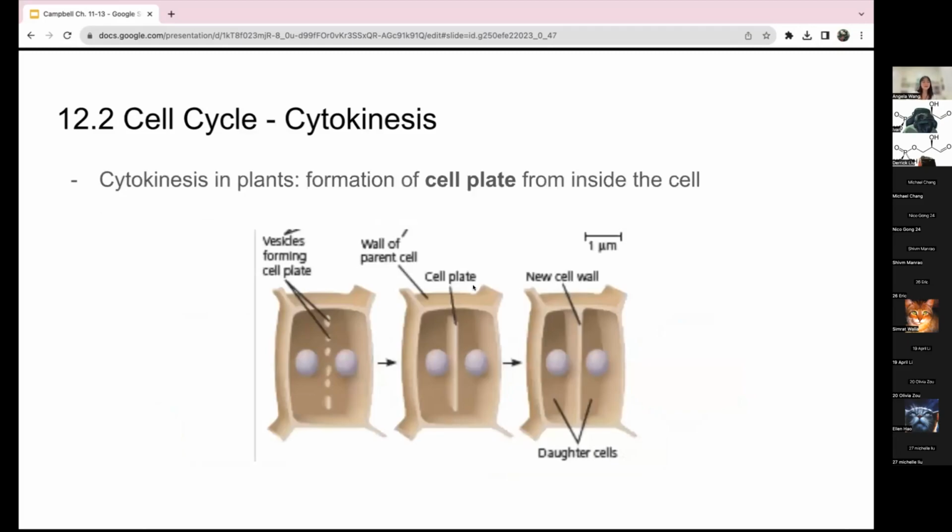This process is a little different for plant cells because plant cells have a very hard outer cell wall that is unable to form a cleavage furrow. So in plant cells, the vesicles in the cell with cell wall material will aggregate material in the middle of the cell to form a cell plate from the inside out. This cell plate is made of cell wall material and will continue to grow until it fully divides the two cells and forms the new cell wall.